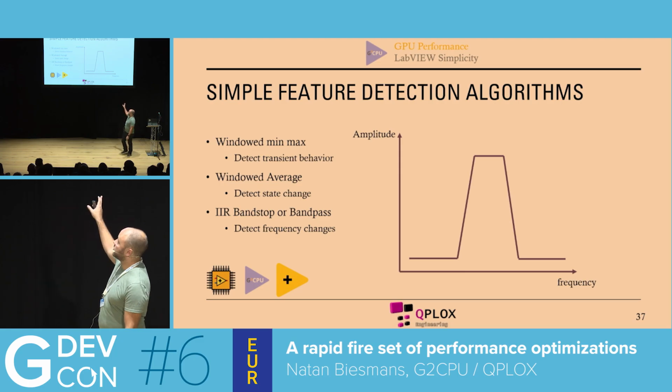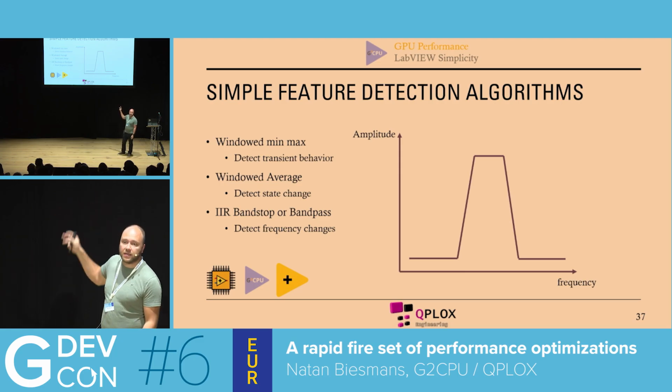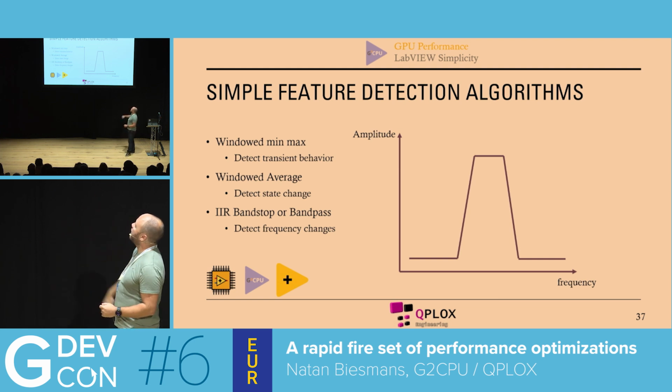So, for example, we can use an IIR to say, hey, is something happening in the frequency domain? With just a couple of calculations, we can then see, oh, there's something of interest here, let's use it, or let's not use it.